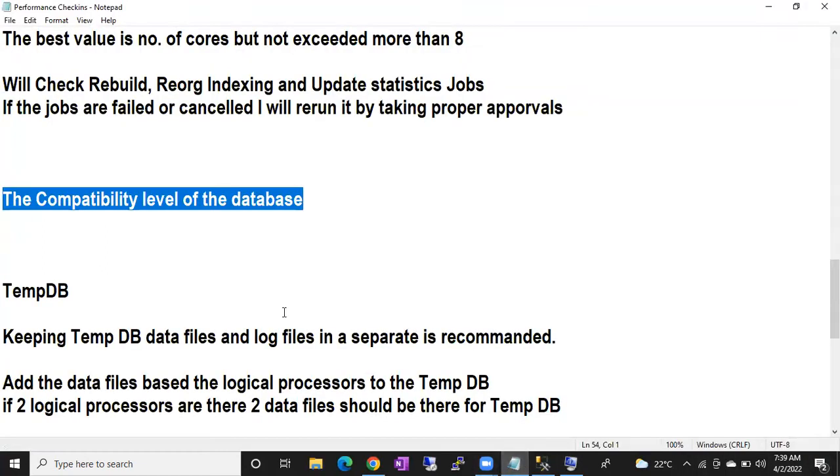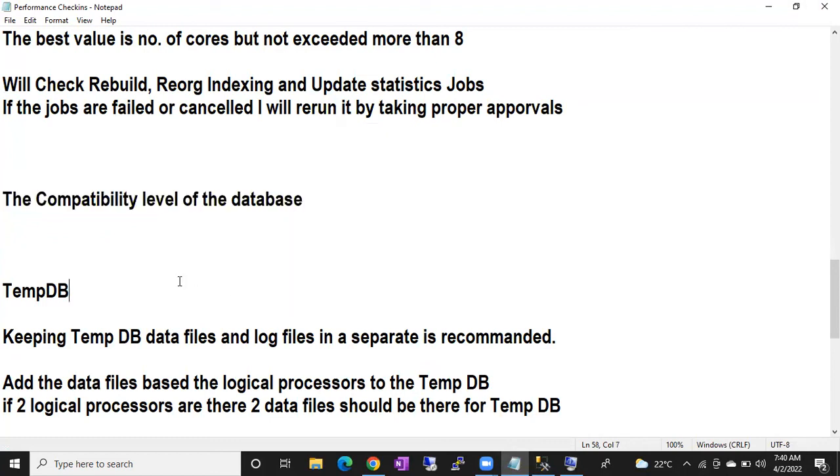And tempdb, guys. Tempdb is very important. Let me reconnect, guys. It's showing one minute. Let me reconnect.